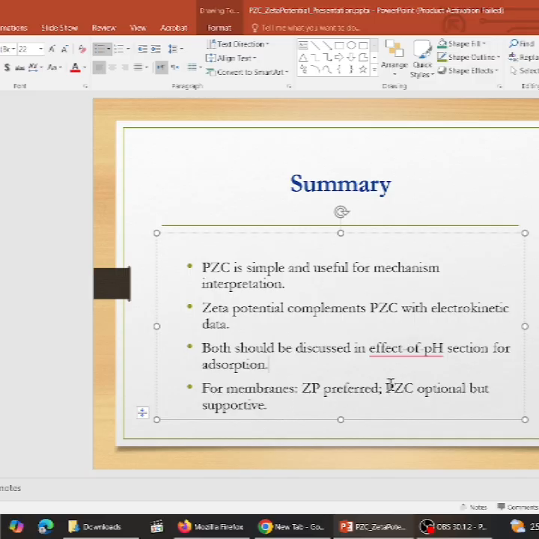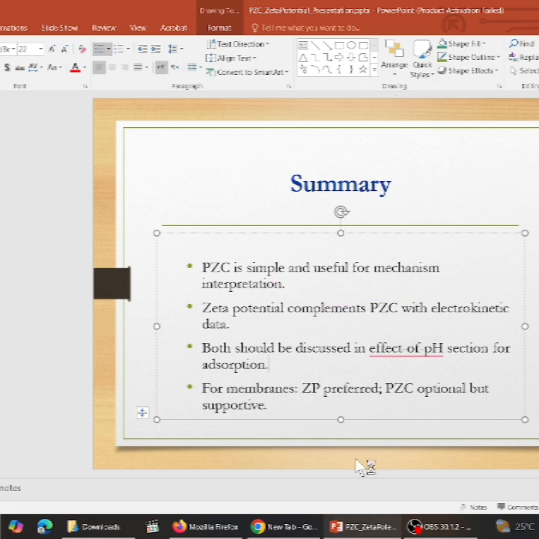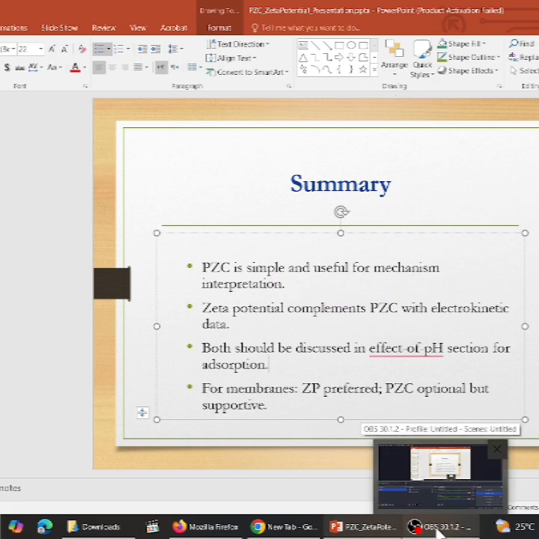If your reviewer asks you to do the zeta potential, you can say that since most of the papers talk about the point of zero charge for membranes also, we are supporting it, and we don't have the facility to do zeta potential. Suppose you don't have the facility in the laboratory, you can say so, and that you have done the point of zero charge by the salt addition method. So this is all about the theoretical information, or you can say the summary of doing the point of zero charge or zeta potential. In our next consecutive videos, we will also be talking about how to do zeta potential.